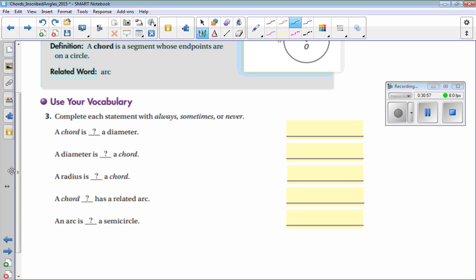What if it went the other way around? A diameter is blank a chord. That's your always one, right? All right, a radius is a chord. Never.